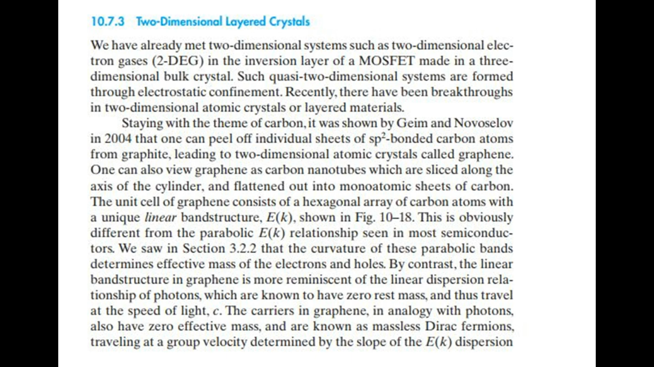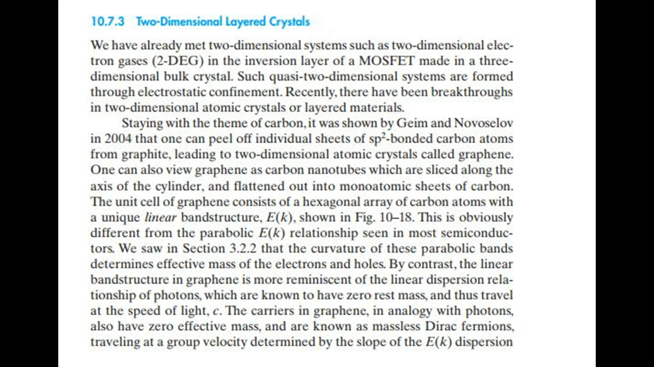Two-dimensional layered crystals. We have already met two-dimensional systems such as two-dimensional electron gases, 2DEG, in the inversion layer of a MOSFET made in a three-dimensional bulk crystal. Such quasi-two-dimensional systems are formed through electrostatic confinement. Recently, there have been breakthroughs in two-dimensional atomic crystals or layered materials. Staying with the theme of carbon, it was shown by Geim and Novoselov in 2004 that one can peel off individual sheets of sp2 bonded carbon atoms from graphite, leading to two-dimensional atomic crystals called graphene.